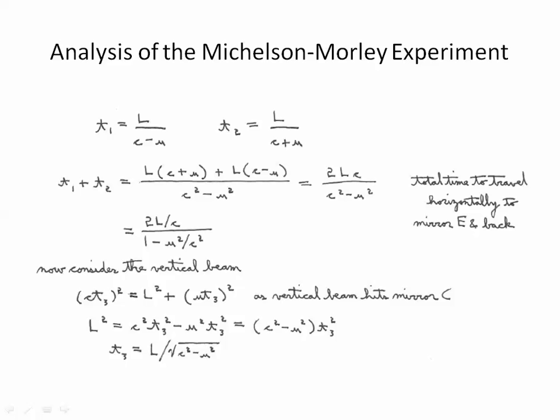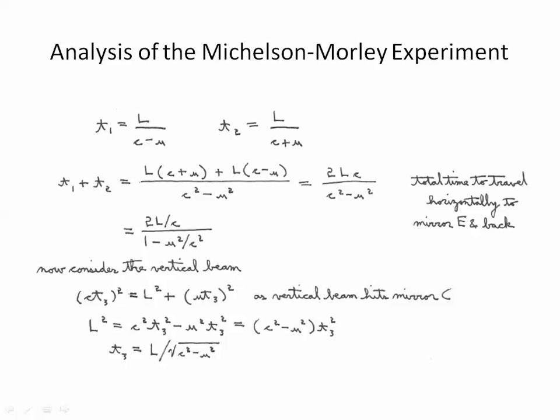The time t1 for the light beam to travel to the right and the time t2 for the light beam to travel to the left are shown at the top of this slide. The total round-trip time for the horizontal light beam is t1 plus t2 and equals 2 times L times c divided by the quantity c squared minus u squared.